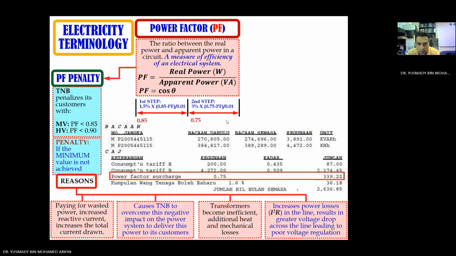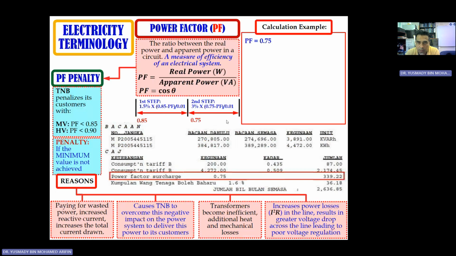Okay, this is an example of an electricity bill that has the power factor surcharge. Let me look at this calculation example. For example, in the bill we have a power factor equal to 0.75. Energy consumption in ringgit Malaysia: we have two values, 87 ringgit and 2,174.545 ringgit. We have two values here because of the different tariffs implemented.